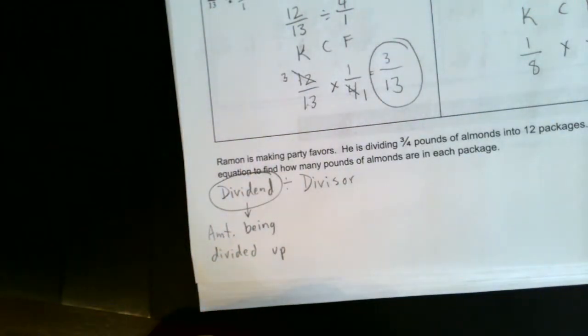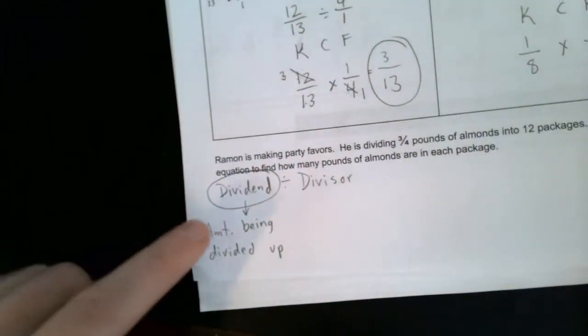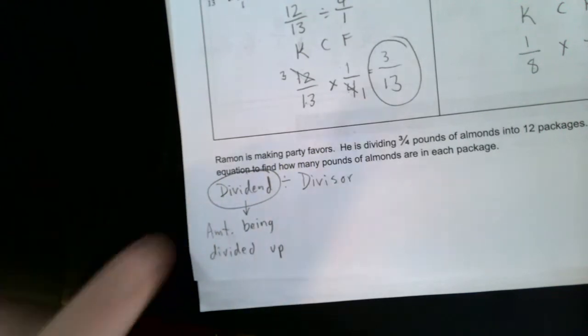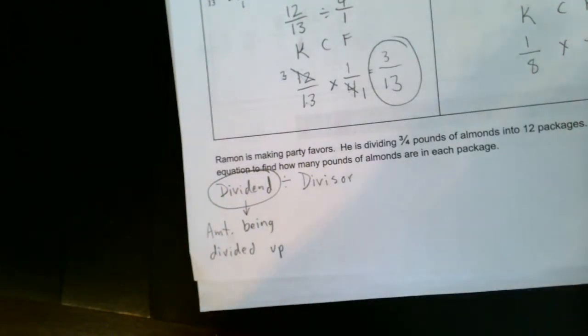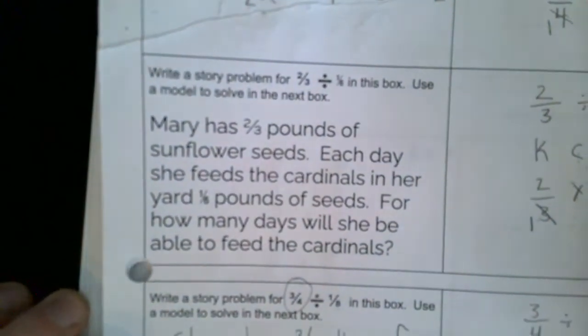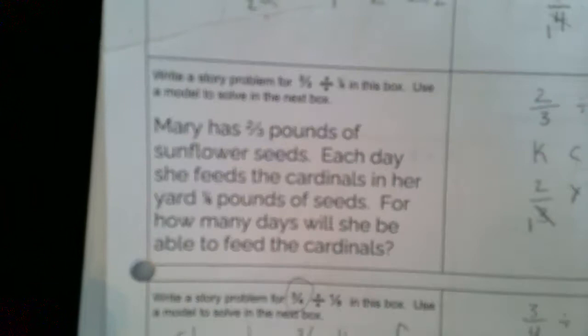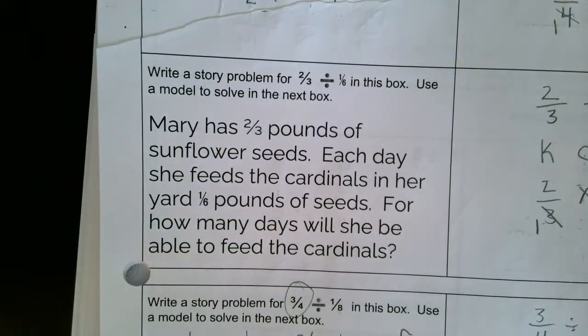For example, I'm going to go back to a problem real quick to show you what I mean. As long as you know what the dividend is and that it goes first, the other number is easier to figure out. I'm going to show you a problem on page 15. Mary has 2/3 pounds of sunflower seeds. Each day she feeds the cardinals in her yard 1/6 pounds of seeds. For how many days will she be able to feed the cardinals?